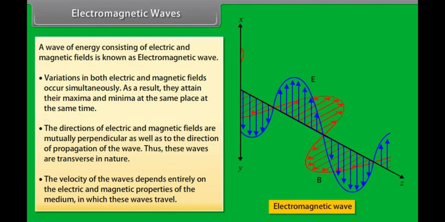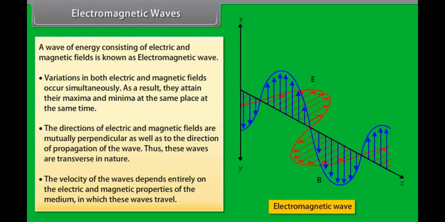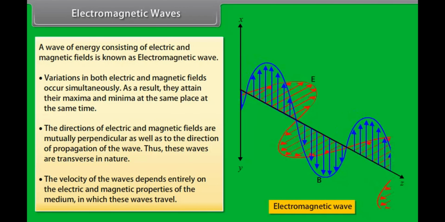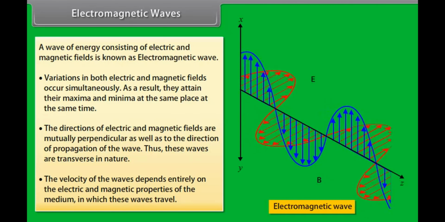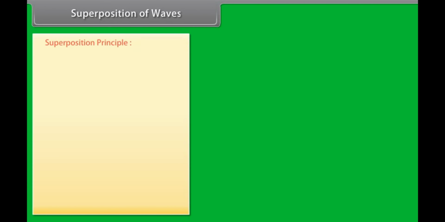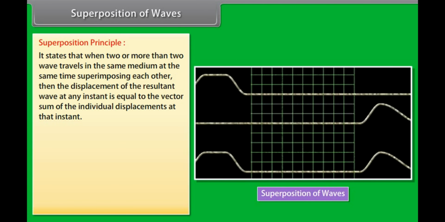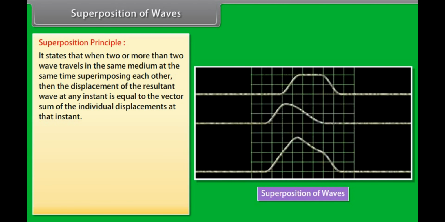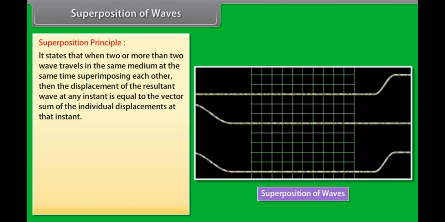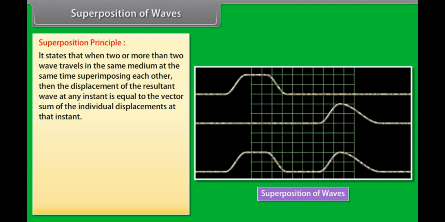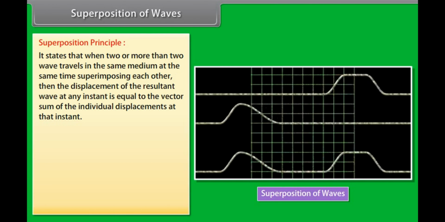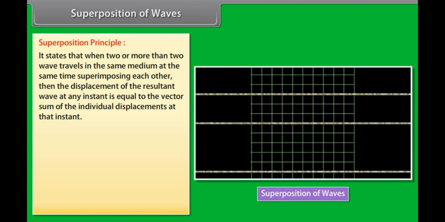The velocity of the waves depends entirely on the electric and magnetic properties of the medium in which these waves travel. Superposition of waves. Principle of superposition states that when two or more waves travel in the same medium at the same time, superimposing each other, then the displacement of the resultant wave at any instant is equal to the vector sum of the individual displacements at that instant.